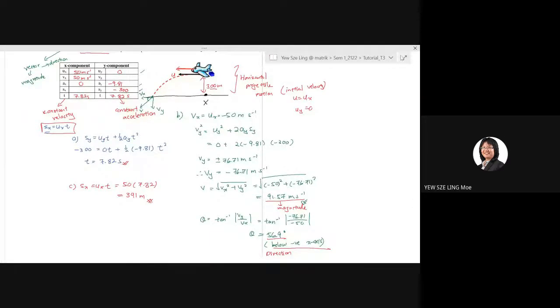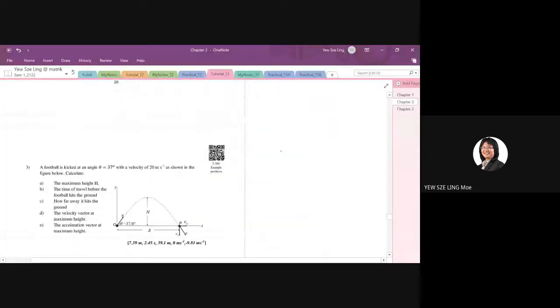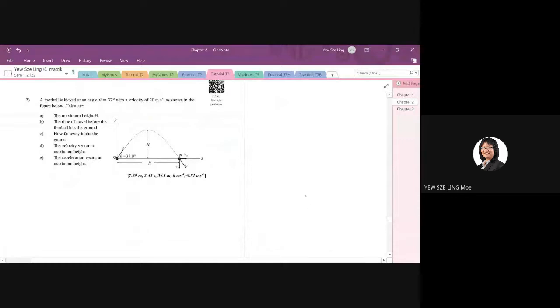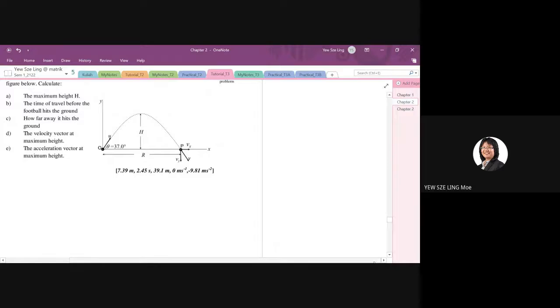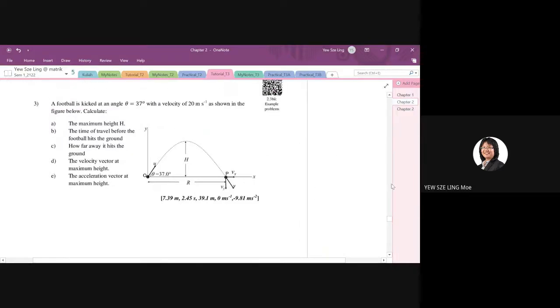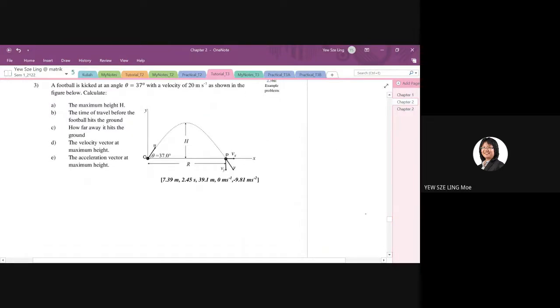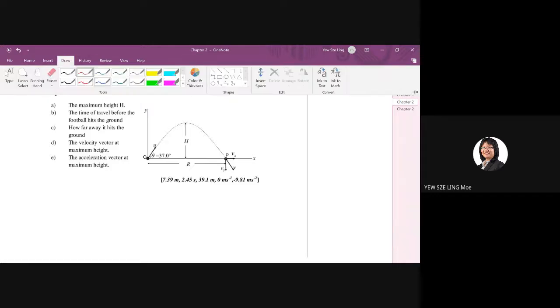Okay, so let us move to the next question. Question number 3. Now this question is a normal projectile motion. It is no longer horizontal projectile motion. So let's see how we are going to solve this question.